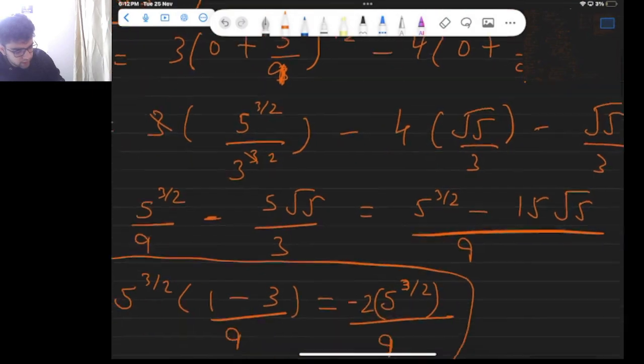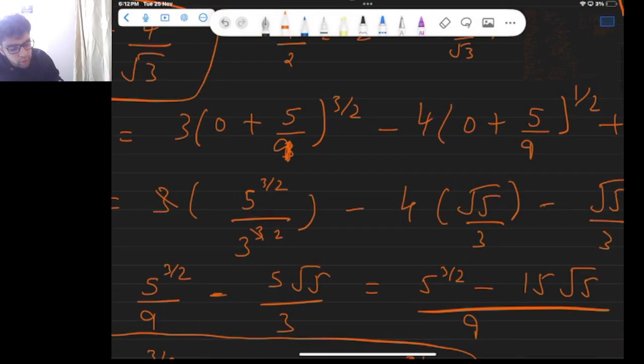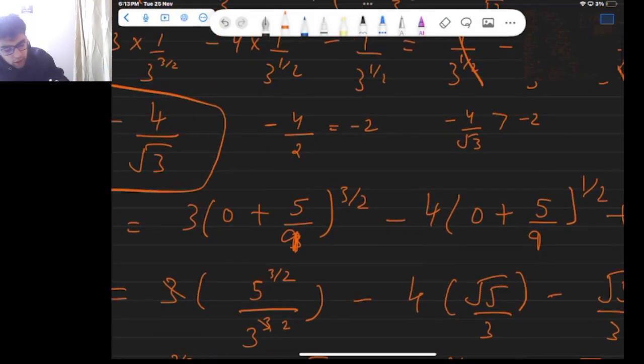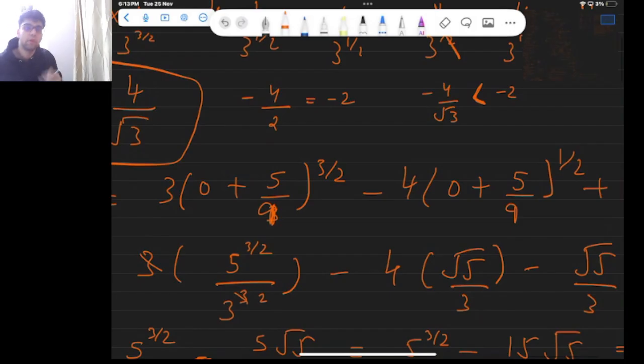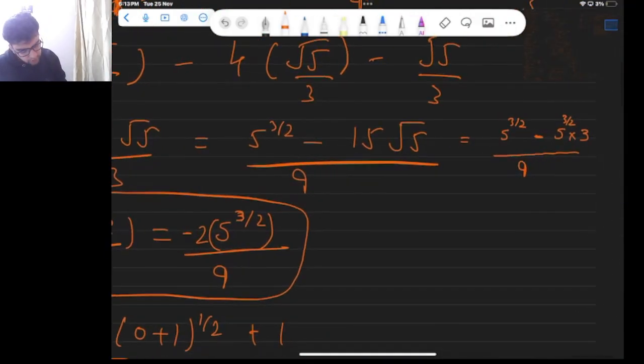Right? Just greater than negative 2. Wait a minute, sorry. Just slightly less than negative 2. The denominator is a smaller number, right? So this is slightly less than negative 2.